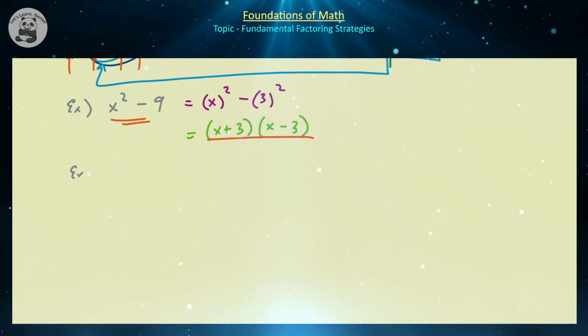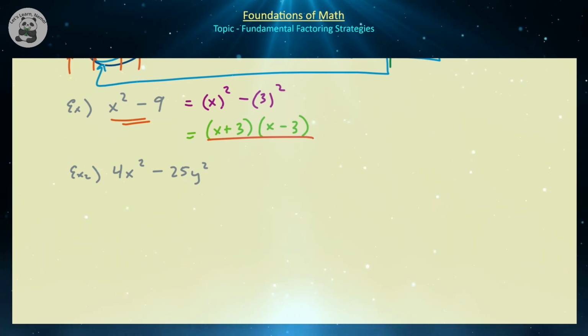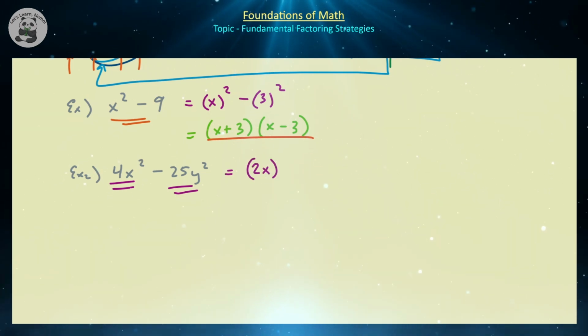Let's look at a couple other examples. So let's just assume we have 4x squared minus 25y squared. And again, we're going to see if something squared is equal to this and something squared is equal to that. Notice that 2 squared is equal to 4 and x squared is equal to x squared. Therefore, 2x the quantity squared is the same as 4x squared.